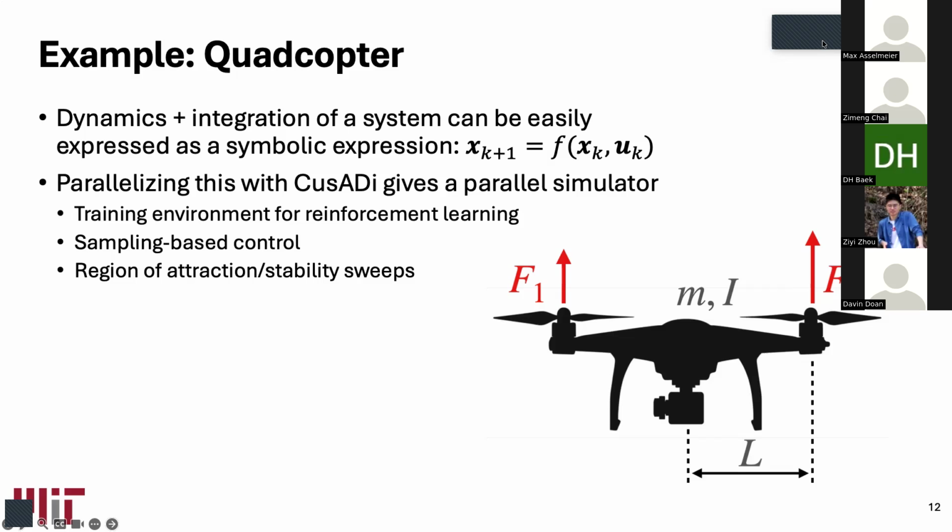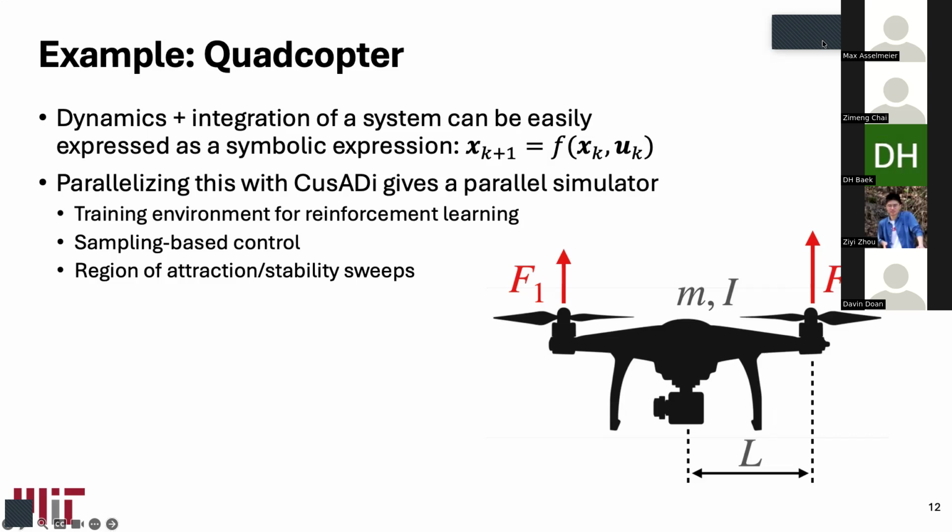And if we have this parallel simulator, what can we do with it? Well, as with Isaac Lab, MJ Lab, and all these parallel RL environments, we have an environment for reinforcement learning. We could do things like sampling-based control, where we can do bunches of these rollouts very efficiently at the same time. And we can do things like region of attraction and stability sweeps, big high-dimensional sweeps that are hard to accomplish without this parallelization.